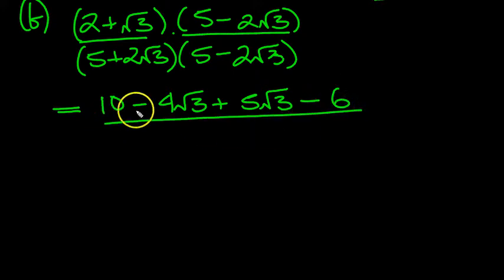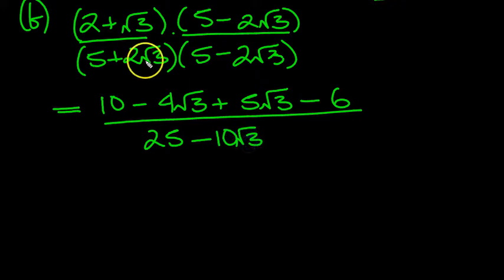All over. 5 times 5 is 25. 5 times minus 2 root 3 is minus 10 root 3. Oh yeah, plus 10 root 3, that's why we're doing it. So we didn't need to write those second and third terms.